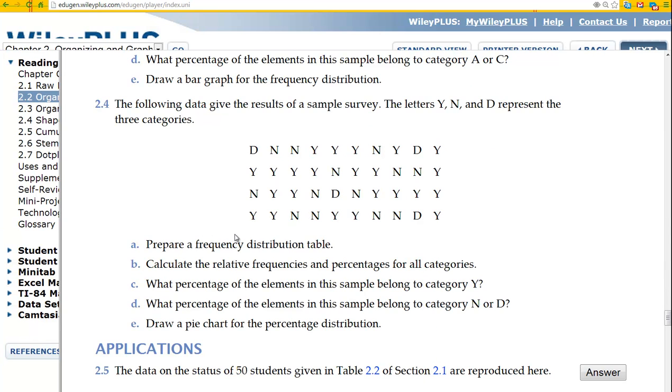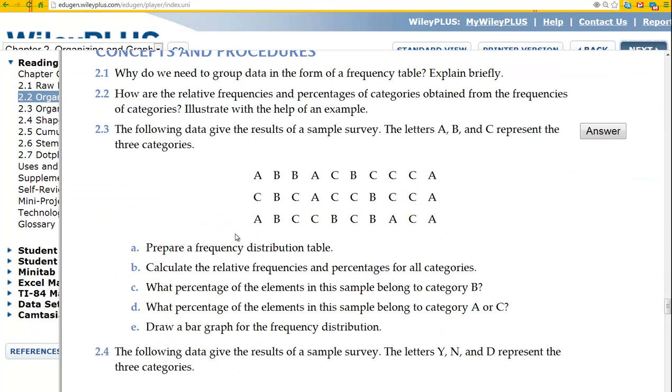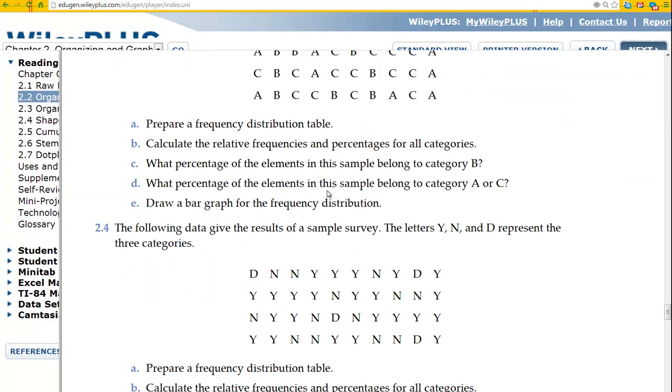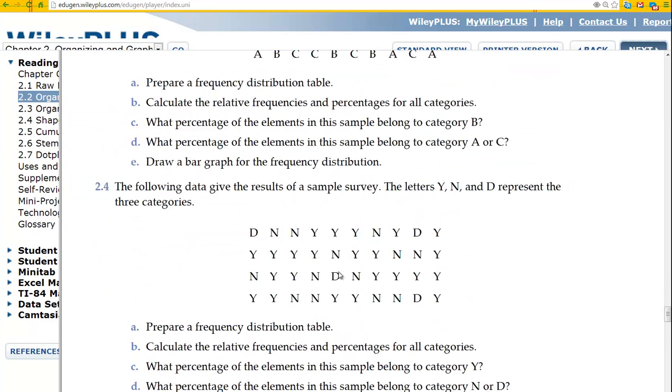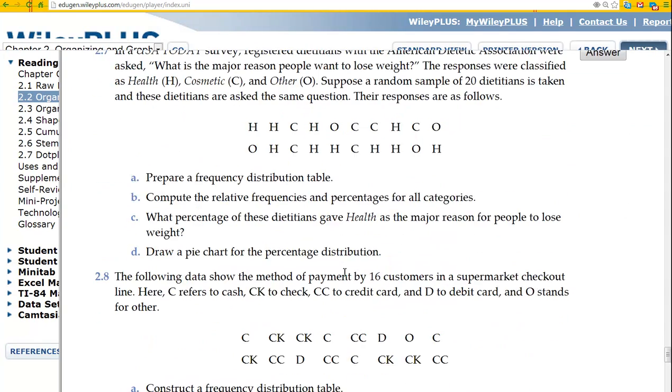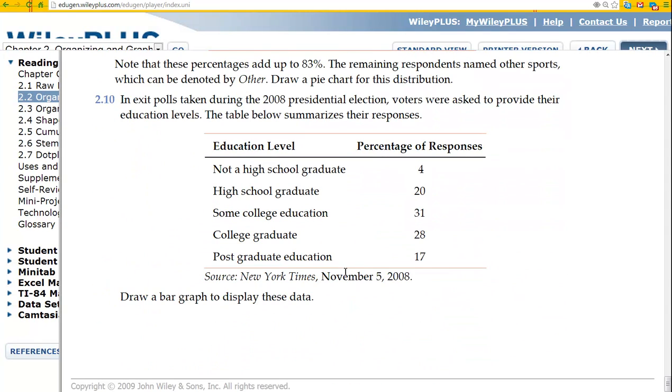Okay, so here we have a bunch of questions. I think you can go through these yourself. You have the answers here. I don't think I have to spend too much time talking about this material.